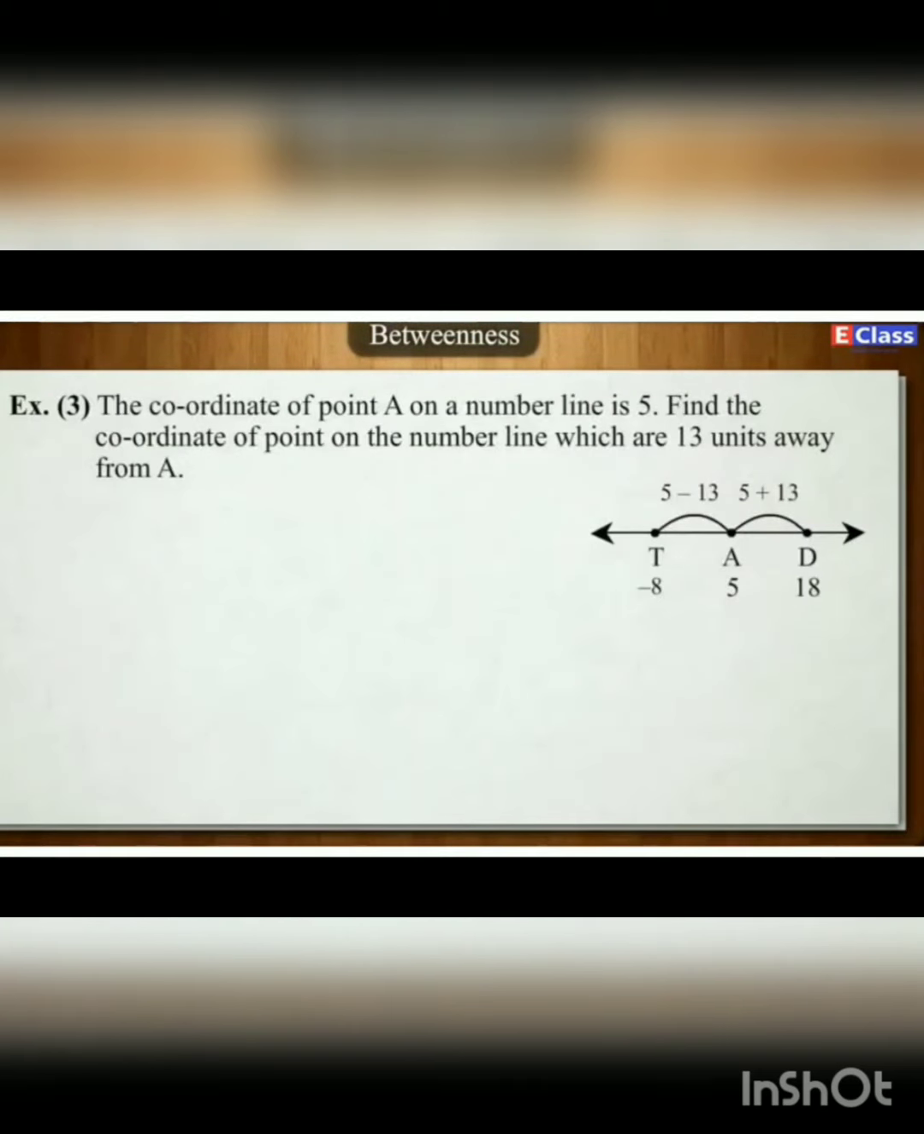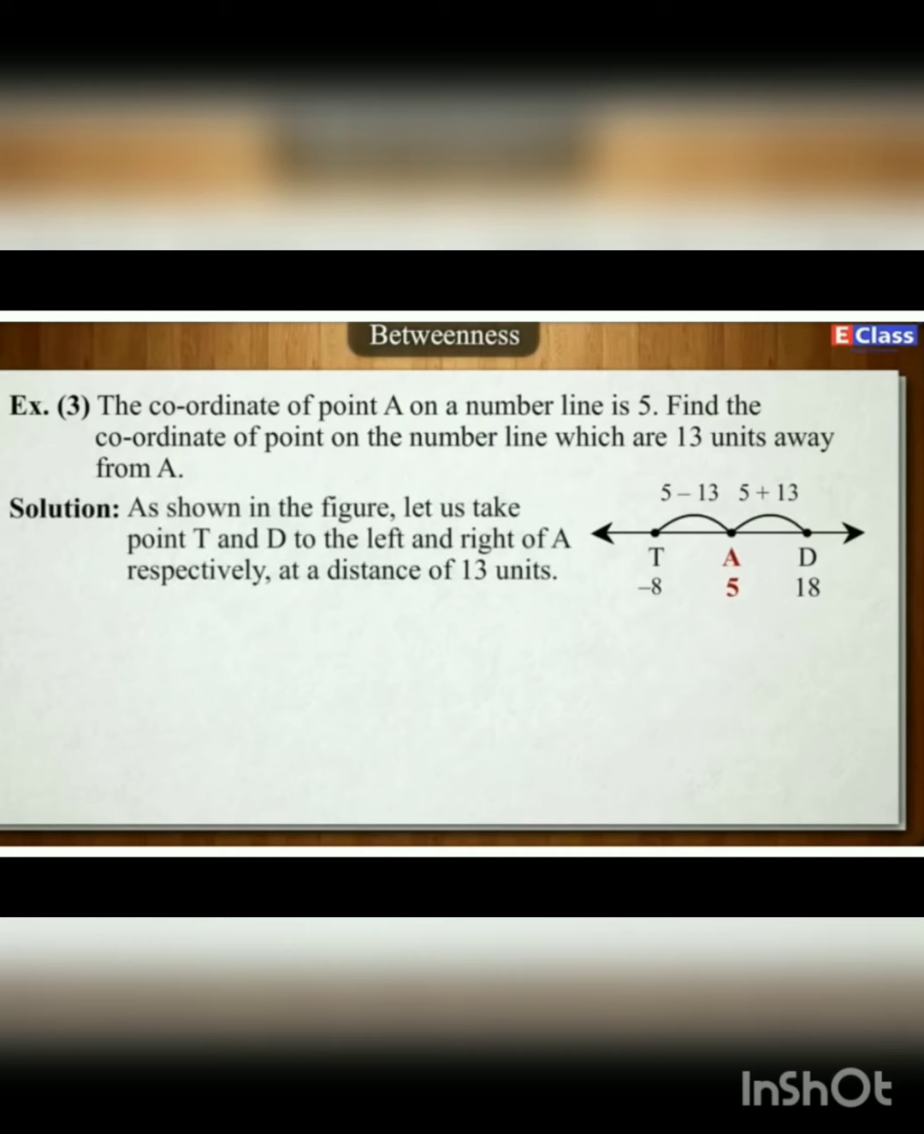Example 3. The coordinate of point A on a number line is 5. Find the coordinates of points on the number line which are 13 units away from A. Solution. As shown in the figure, let us take points T and D to the left and right of A respectively, at a distance of 13 units.